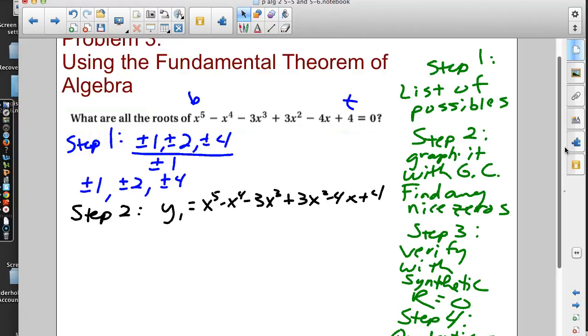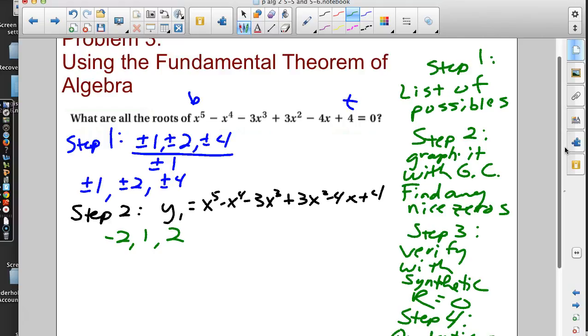Ooh, -2 looks really good. 1 looks good and 2 looks good. Those were on our list. Let's check in the table. Second table. There it is. -2, 1, and 2. So we found them. We used the graphing calculator. We found the nice zeros. It looks like they're at -2, 1, and 2.